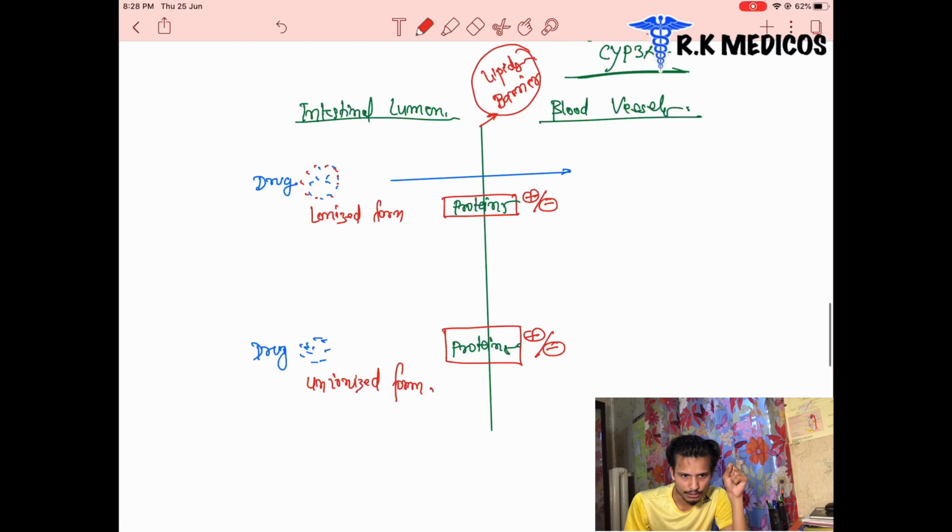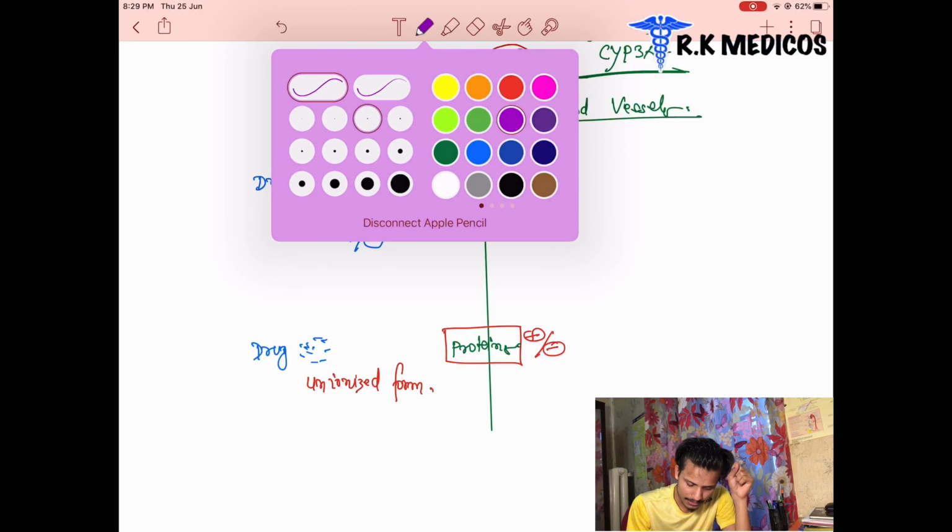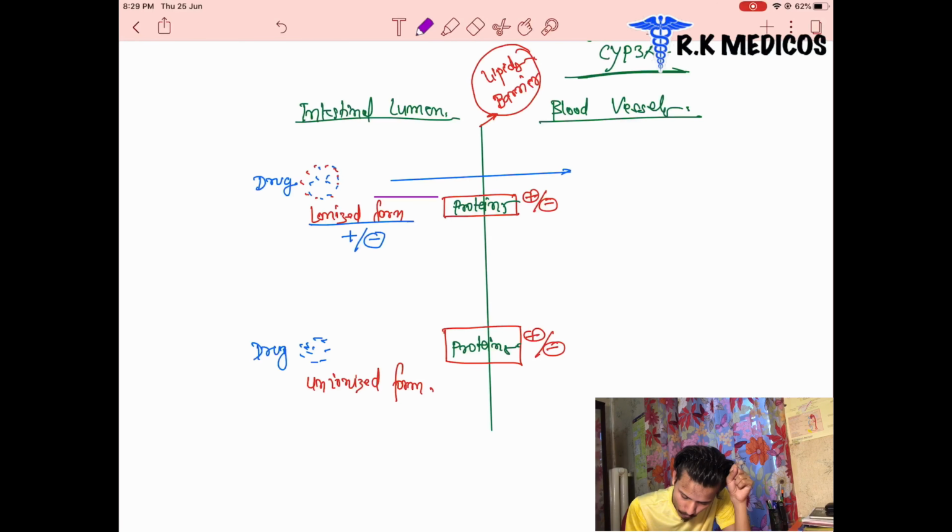Suppose the ionized drug is having what type of charge? Maybe positive and maybe negative. Suppose one drug is passing through and goes to the protein, and they repel, meaning the drug comes back to the intestine. Because they are the same nature of charge, they are repelling each other.